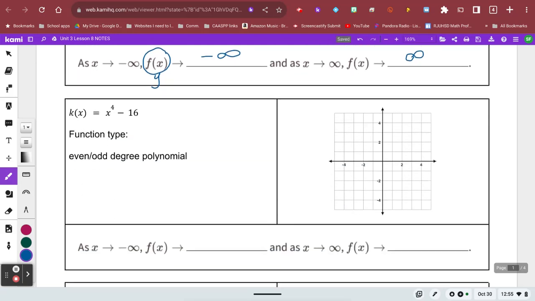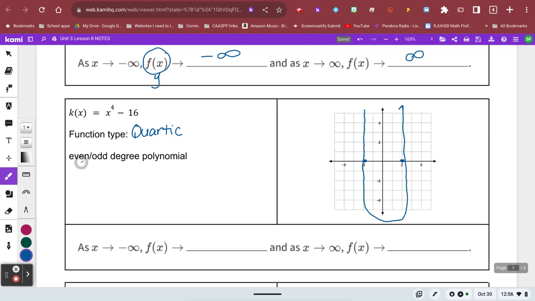Here, this one's called a quartic. Quartic means 4, and when you graph it, it crosses at 2 and negative 2. It's sort of like a quadratic, but it's a lot wider at the base. Not very sharp like we did before. It's going to be very broad.